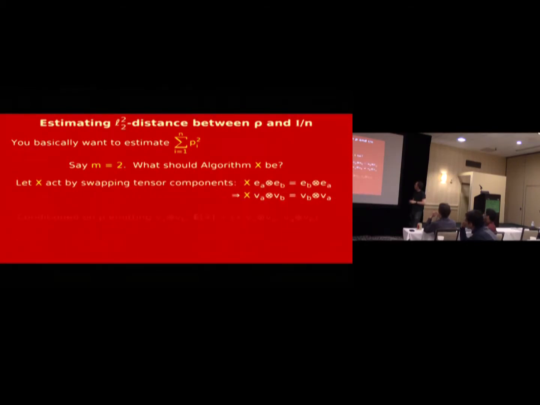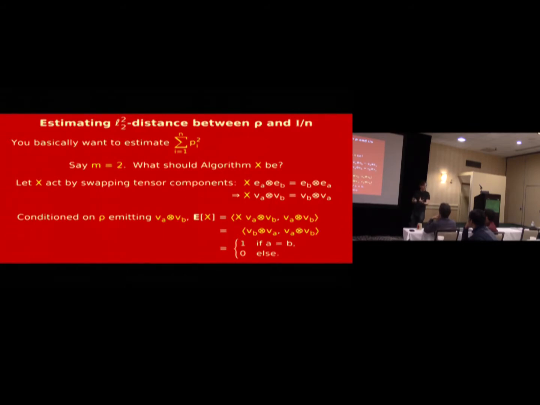Great, that's pretty cool, because now we can condition on rho outputting some pair VA tensor VB. What is the expectation of x? Remember, you let x act on the thing and then take the inner product with the thing itself. x acting on VA tensor VB is VB tensor VA. The inner product of these two is the square of the inner product of VB with VA. These v's are orthonormal vectors, so this is just 1 if A equals B, and 0 otherwise. That turns out to be simple linear algebra, and it's awesome. It's exactly like the classical case: the expected value of the output of your quantum algorithm is the sum of pi squared. Perfect, just like we wanted.